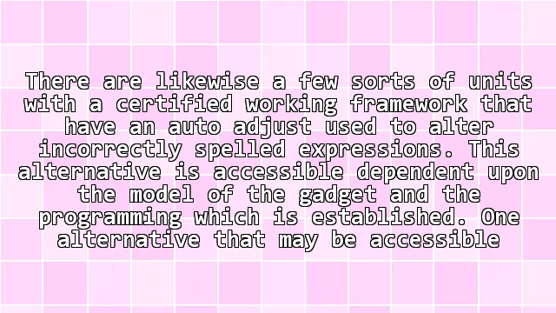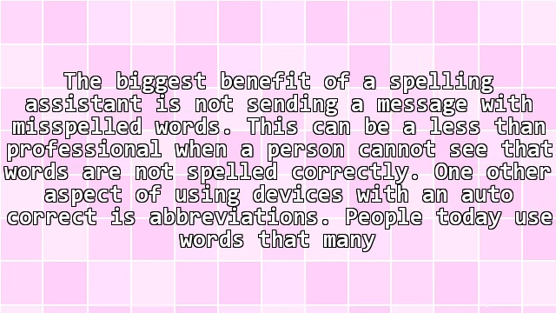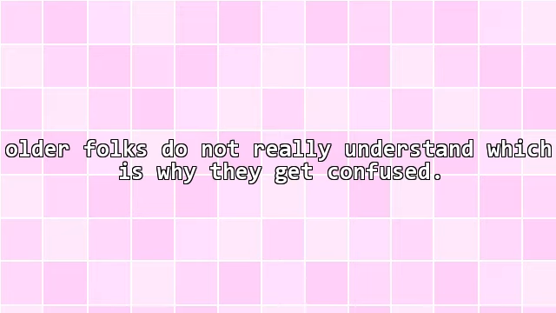One alternative that may be accessible to a client is the capacity to select the right word to use for a sorted message or some other information. The biggest benefit of a spelling assistant is not sending a message with misspelled words. This can be less than professional when a person cannot see that words are not spelled correctly. One other aspect of using devices with an autocorrect is abbreviations. People today use words that many older folks do not really understand, which is why they get confused.